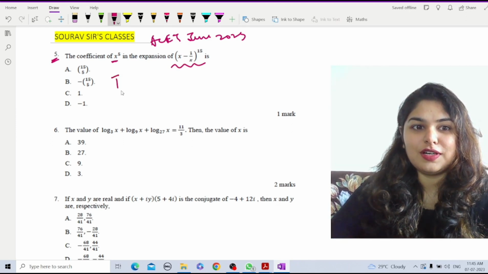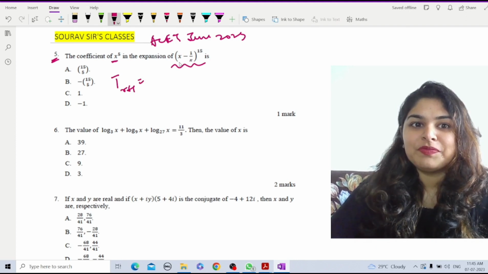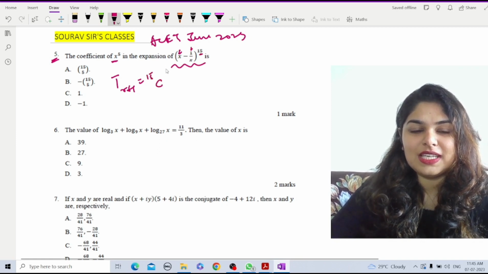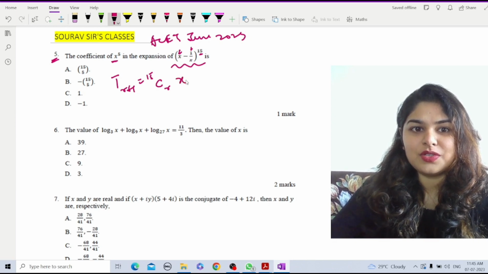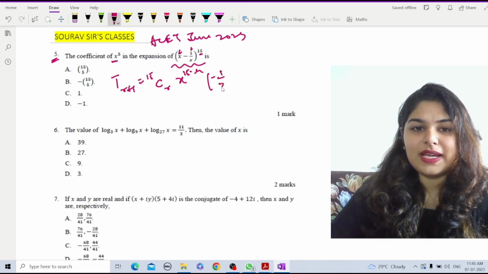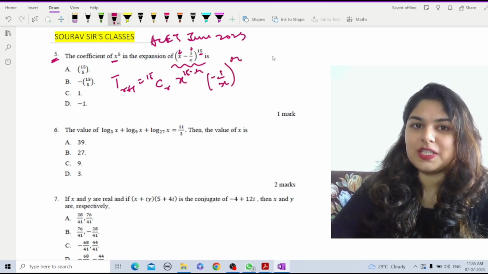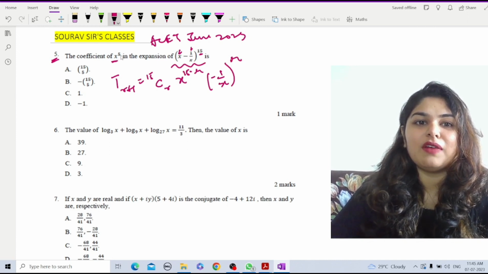The (r plus 1)th term of the expansion is, as we know, say this is a and this is b, and n is 15, so 15Cr times the first term x to the power n minus r, that is 15 minus r, and the second term minus 1 by x to the power r. Correct? So this is our (r plus 1)th term of the expansion. From here we have to find the coefficient of x to the power 5.